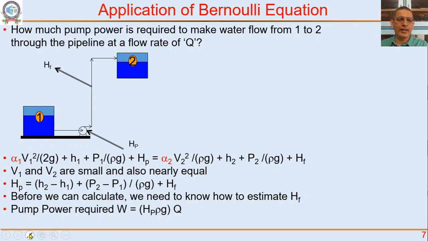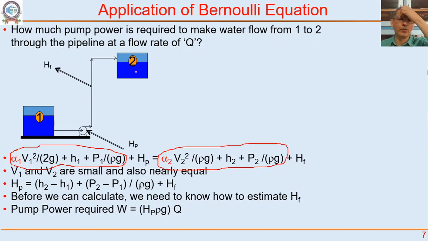It is kinetic energy, alpha 1 v1 square by 2g, potential energy, pressure energy. That's the energy that is available. At location 2, the energy available is alpha 2 v2 square by 2g plus h2 plus p2 by rho g. Which is larger? So if I say h1 is 0, ground floor, h2 is, let's say, 10 meters, 20 meters, 30 meters, right? So this h2 is larger than h1.